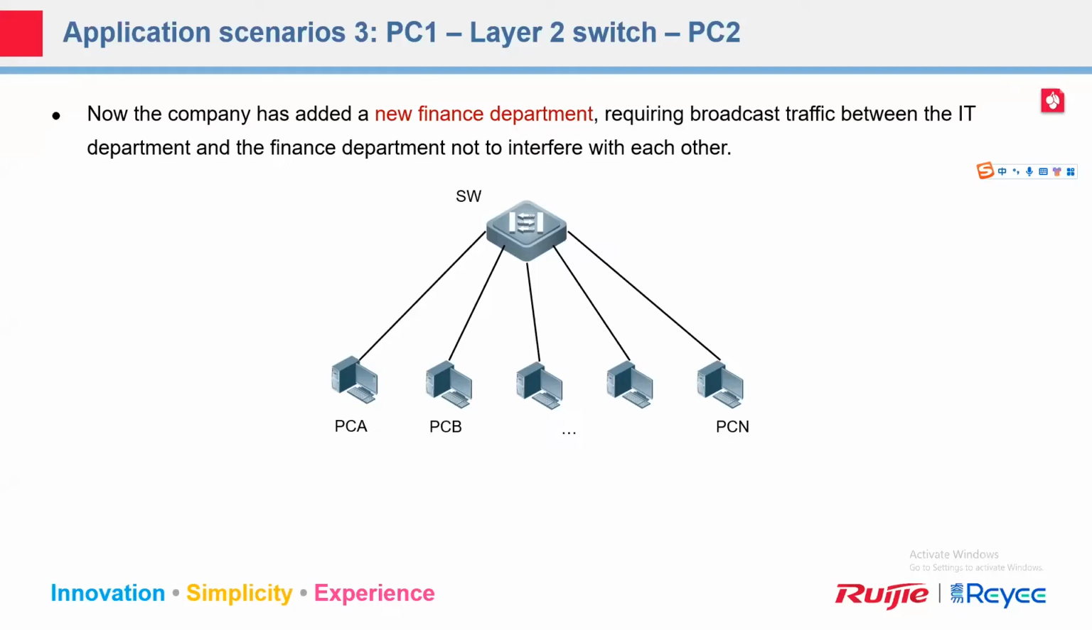How to meet this requirement? Who can give me some solution? If there is a new requirement, how to solve this problem? We want to stop the broadcast. Okay, I see the correct answer, VLAN.